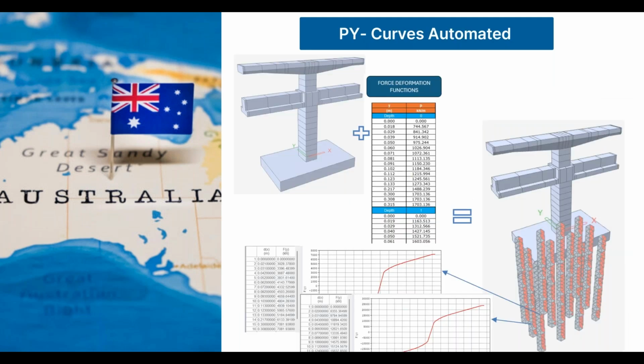First one, PY curves automated. Engineers can relate to this. It takes a lot of time to create force deformation functions within the software. Usually we receive this data in an Excel format from the geotech or soil department in the company. And then we manually copy and paste each graph within the software one by one. And also we need to assign a particular property at the respective depth of the pile. So that is another task. To make this process quick, easy and simple, an automation was created so that the software can pick up the graphs from Excel and also apply them at the respective pile locations. So let's look at the video.